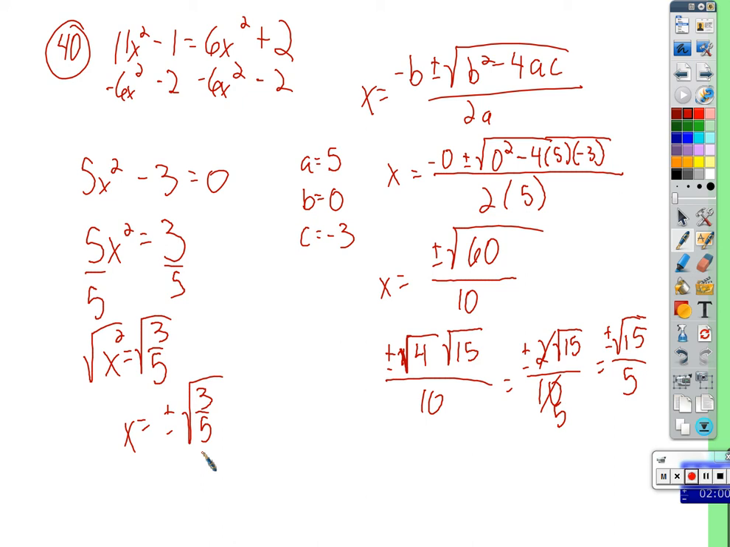Which is the same as the square root of 15 over 5. We moved everything to one side, got an x squared by itself, and took the square root. Remember doing that? Yeah. Right. It led to completing the square, which led to the quadratic formula. Should we take the square root of both sides? That's what I would do.